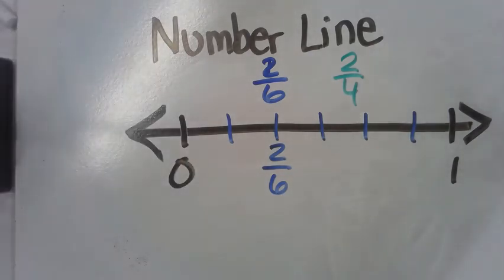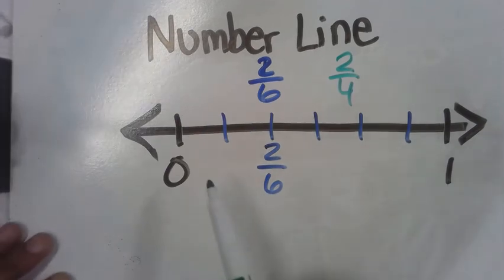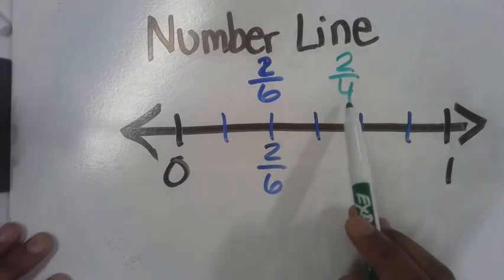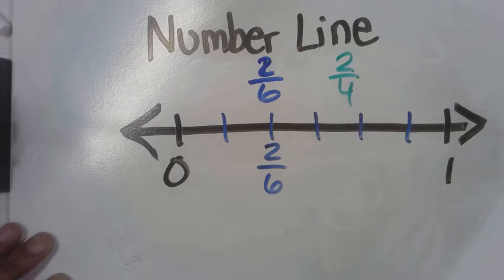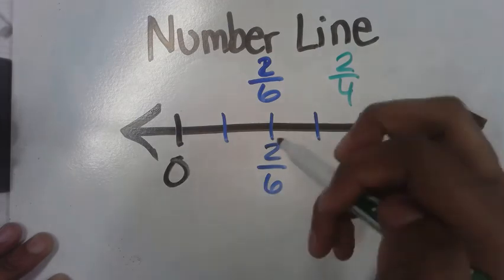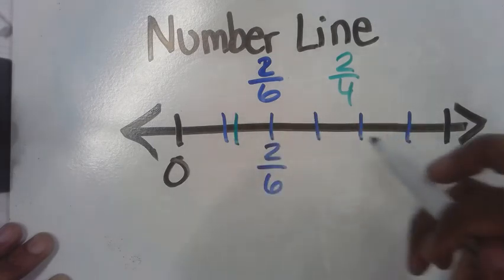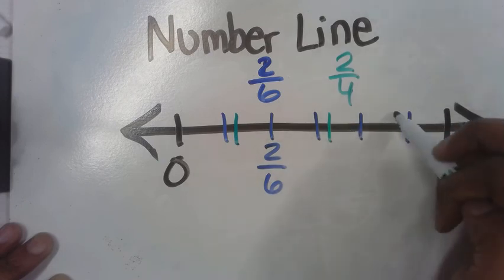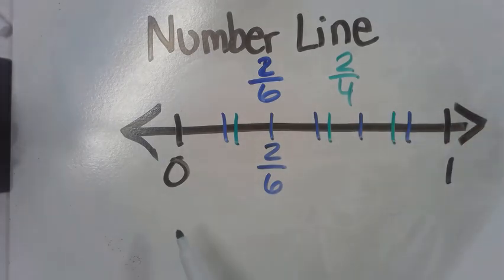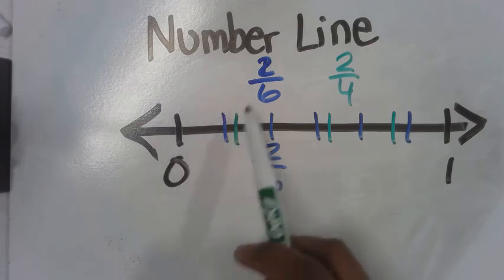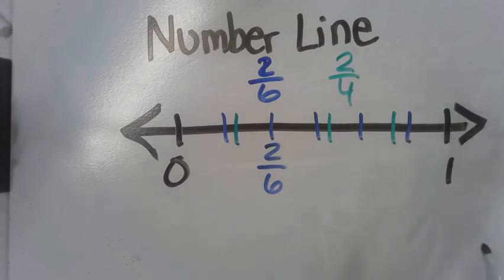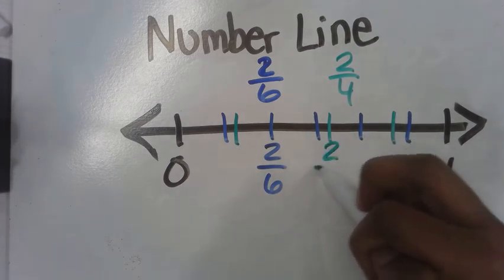All right. I'm going to take this same number line and figure out where 2/4 would be. I would need 4 jumps or 4 spaces and 3 lines. One, two, three, 4 jumps. We have 0/4, 1/4, 2/4. 2/4 would lie right here.